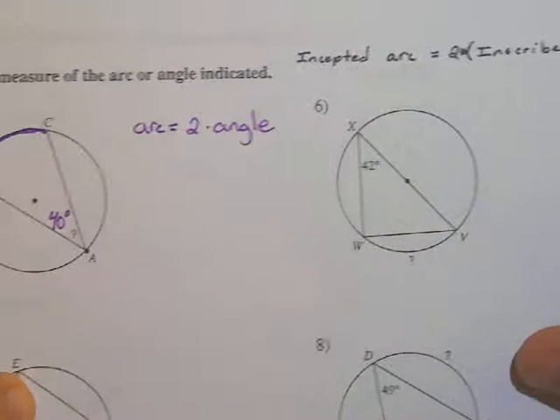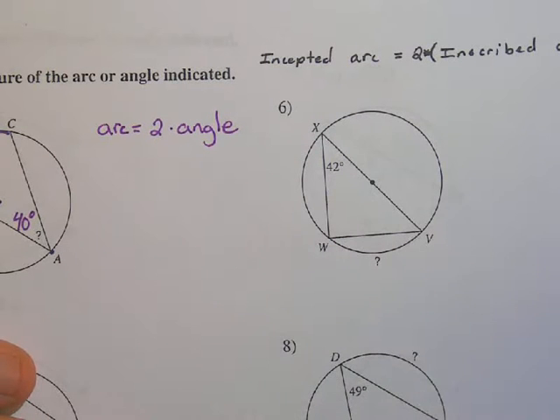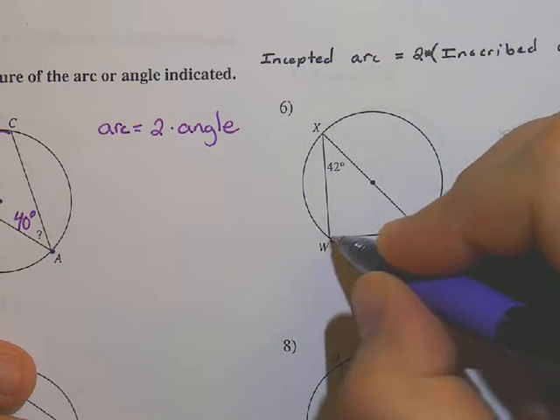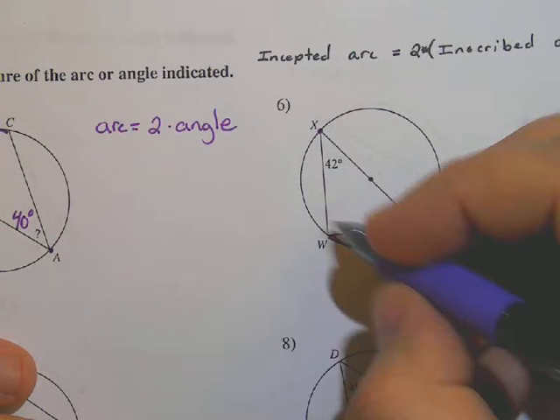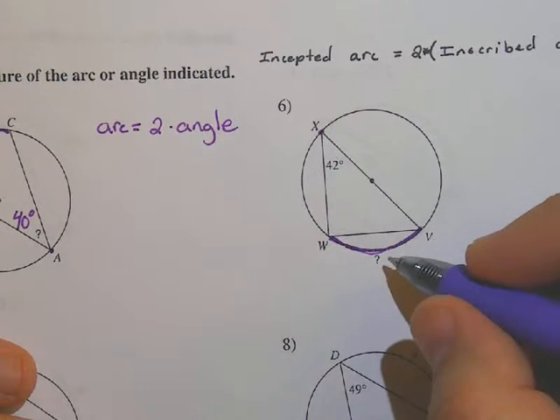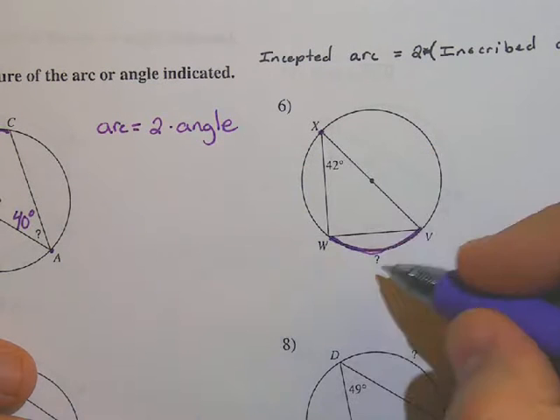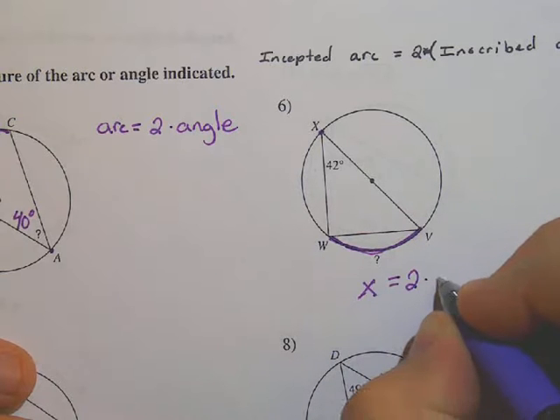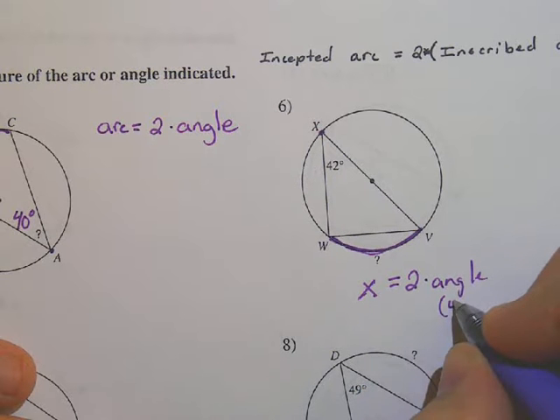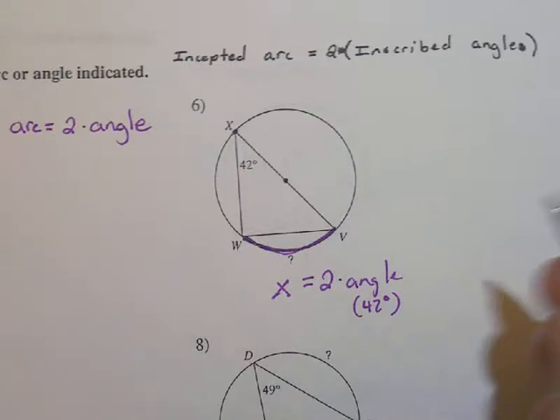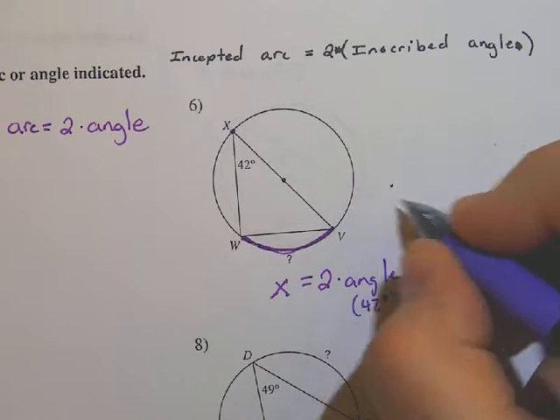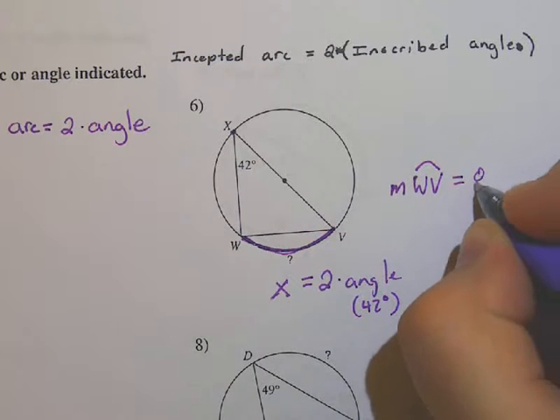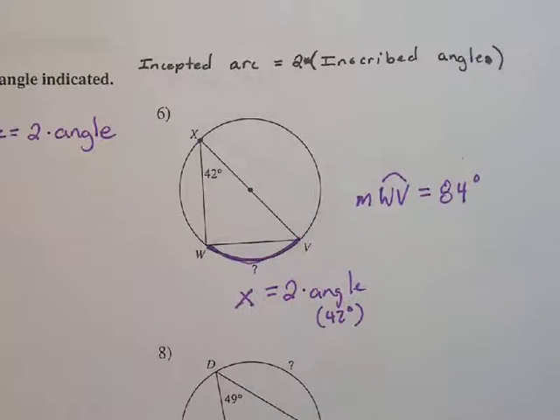But now what if I have to go backwards? What if they've given me the angle and I need to find the arc? The same thing happens though. These two arcs, so this WX and the one that's non-existent, have to average to be 42. So we just said the arc divided by 2 gives you the angle, or the arc equals 2 times the angle. So the arc is going to be x, equal to 2 times the angle. And the angle in this case is 42 degrees. So that really means the measure of arc WV is equal to twice 42 degrees, which is 84 degrees.